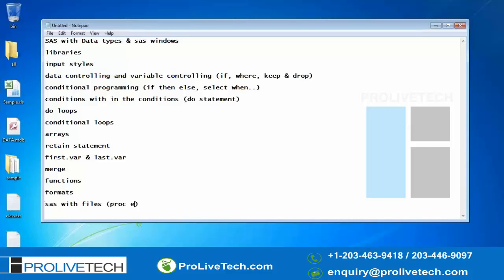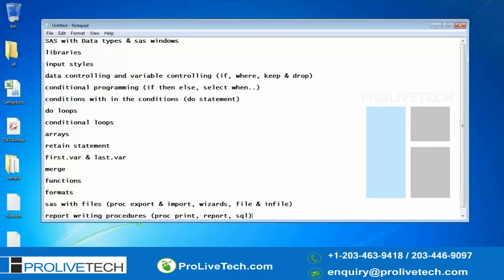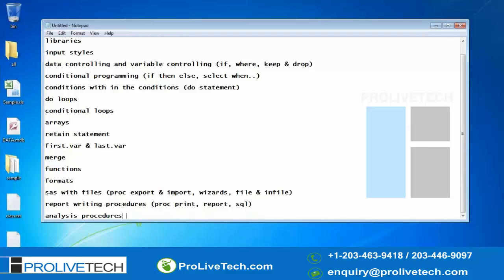That means here we have proc export and import, and we have wizards, file and infile statements, etc. Then we will start procedures, like first we will go with report writing procedures, where we have proc print, report, SQL, and we have analysis procedures, where we have proc freq, means, tabulate, etc.